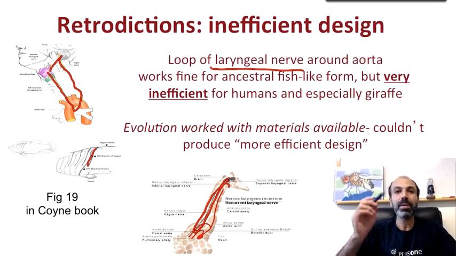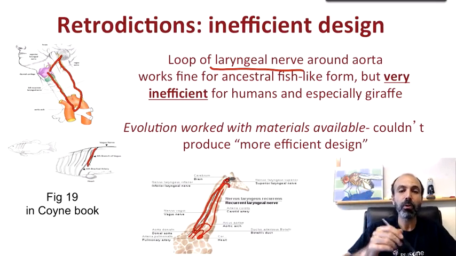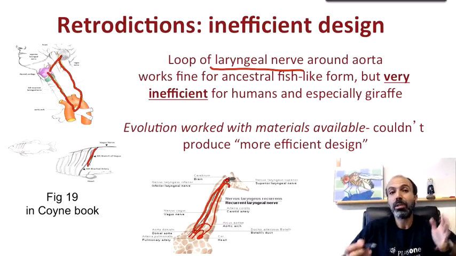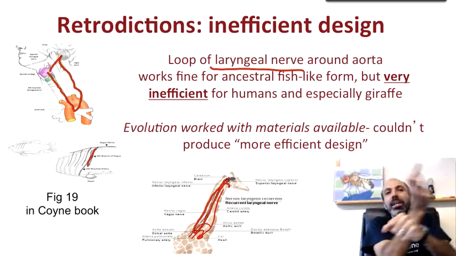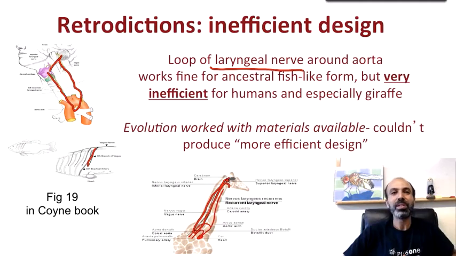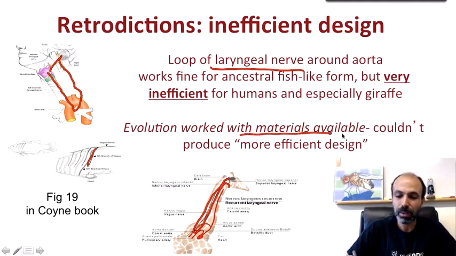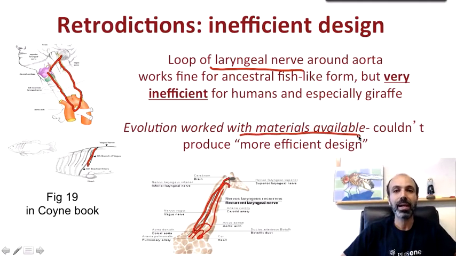However, probably what happened is this nerve happened to be going around the aorta in an ancient form. There, it didn't really matter. It couldn't cut and reconnect around it over evolutionary time because every one of the descendants of this ancient animal needed to have a functional laryngeal nerve. So evolution was working with the materials available. It couldn't actually produce a more efficient design.